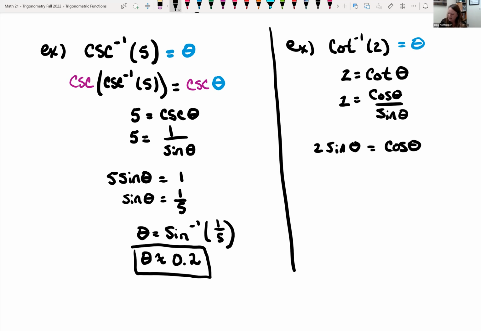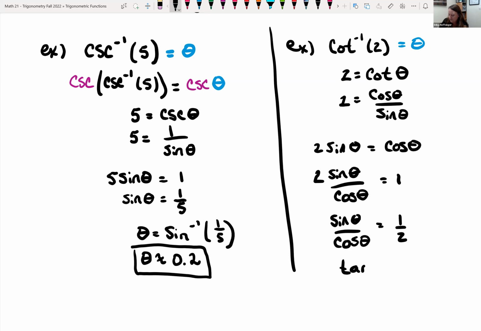Divide both sides by cosine theta, we get 2 sine theta all over cosine theta equals 1. We know how to, our calculator has tangent inverse. So let's just divide both sides by 2 or multiply both sides by 1/2. We get sine theta over cosine theta is equal to 1/2. Well, that's tangent theta is equal to 1/2.